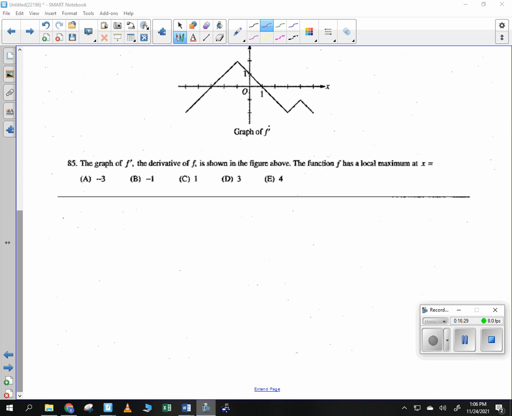Okay, Morgan, can you tell us how you did this problem? You feel confident, put yourself out there. Sure. Okay. So I know it changes from maximum, goes from positive to negative. So I said 1. Letter C. Did you get it? Good job.